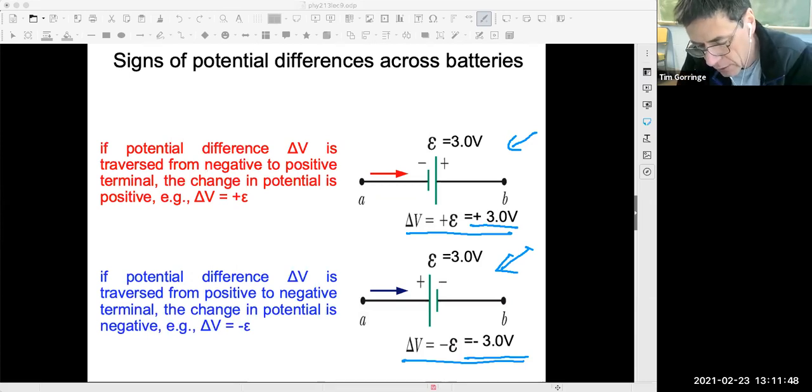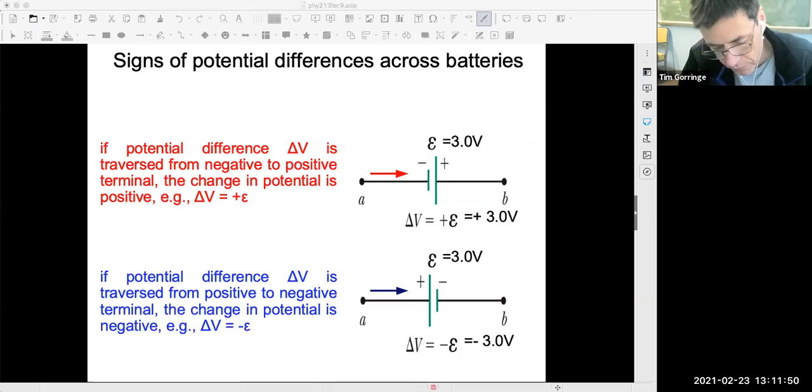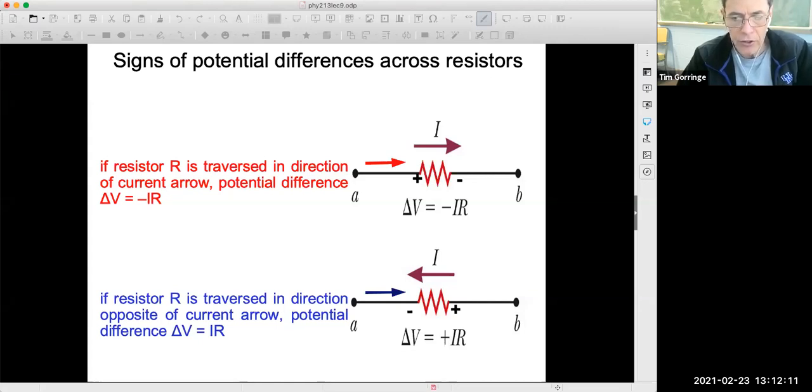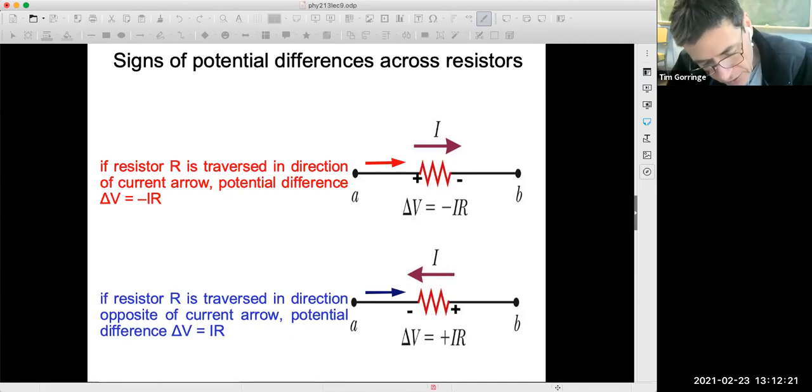That's probably the easier one. What about a resistor? So here's the 2 cases for a resistor. Again, when you walk across a resistor, there's a change in potential given by Ohm's law, product of current and resistance. But it's important to get the sign of the change in potential, whether you went up in potential or you went down in potential, correct. And so these are the 2 examples here.